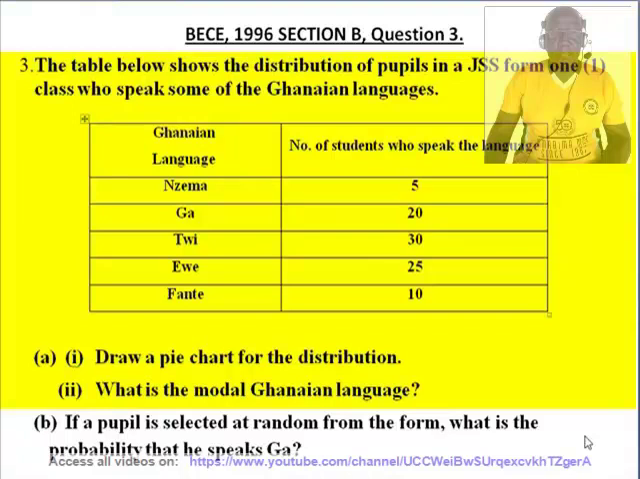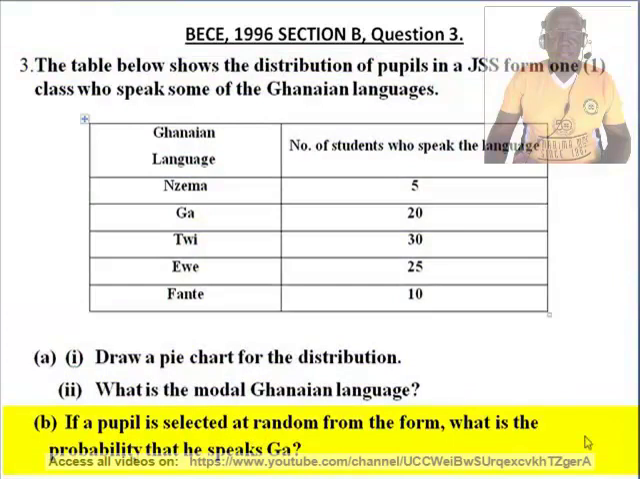A. I. Draw a pie chart for the distribution. II. What is the modal Ghanaian language? B. If a pupil is selected at random from the form, what is the probability that he speaks Ga?